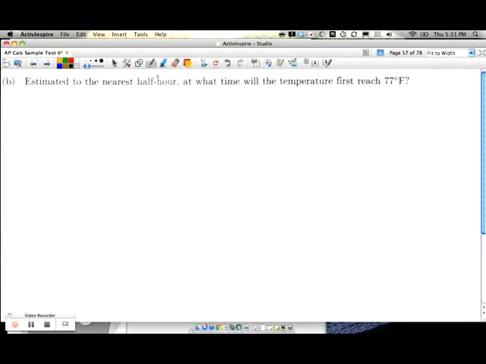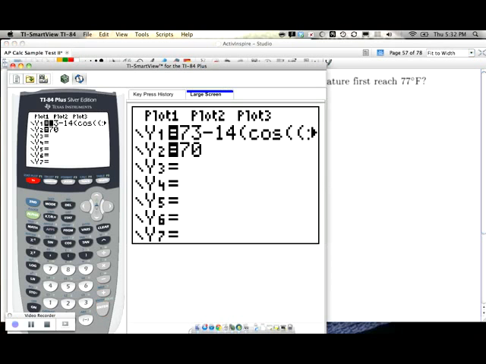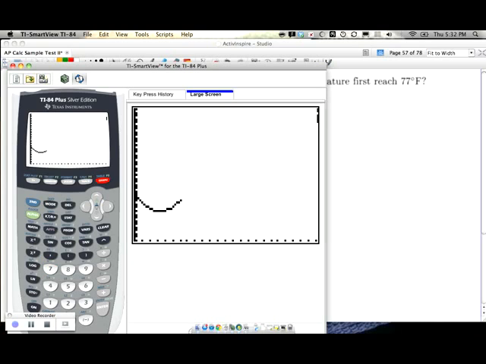Let's see what else we've got here. Estimate to the nearest half hour at what time the temperature will reach 77 degrees Fahrenheit. Well, that's not too bad. That's like the same thing, except now it's not 70, it's 77. We go back to our graph. So it looks like it's going to be at this point right here, maybe 10 or so. I don't know. Let's check it out.